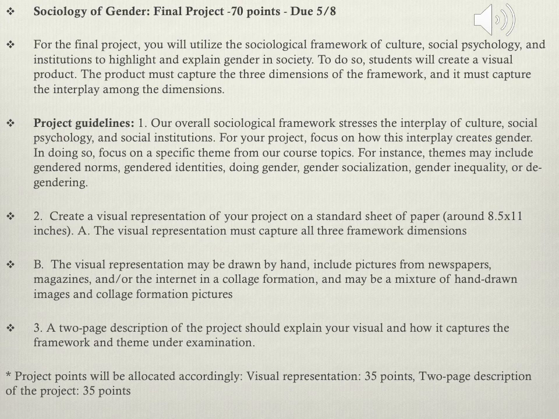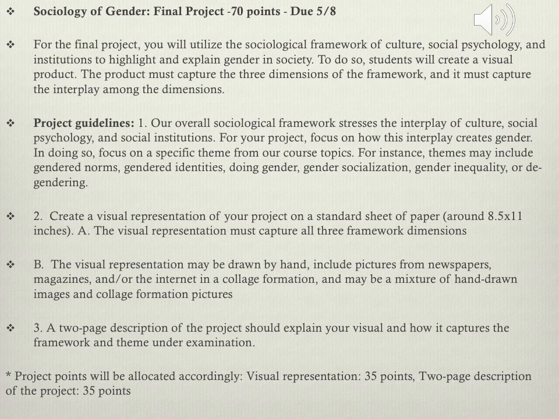And what you'll do with your selected theme is break it down with respect to our course framework. So you have your theme, and then you break it down in terms of the cultural dimension, the social psychological dimension, and the social institutional dimension. And so you take our course framework and apply it to your theme under study. And so basically, that's what the visual is going to capture in one form or another.